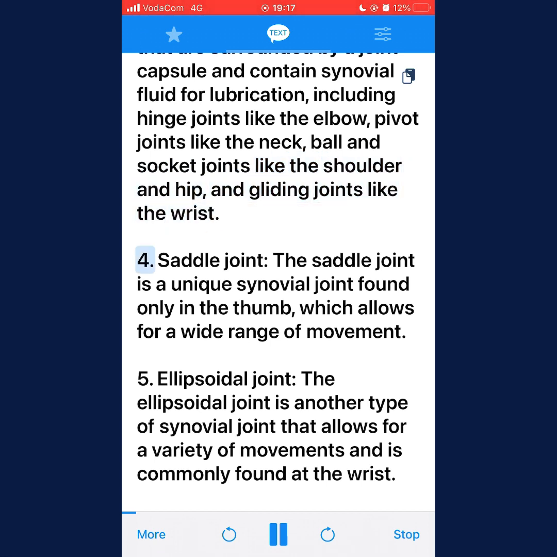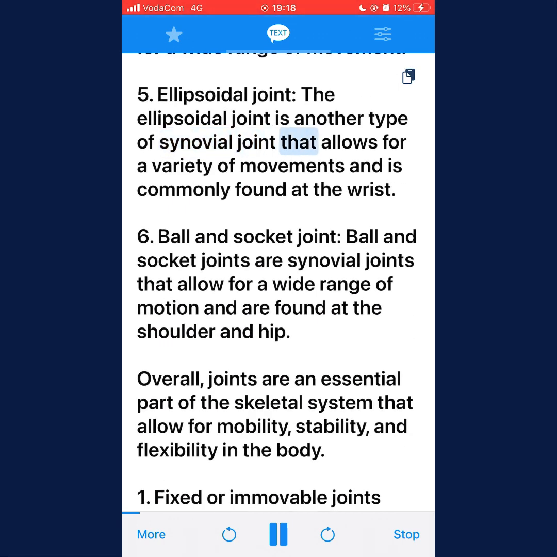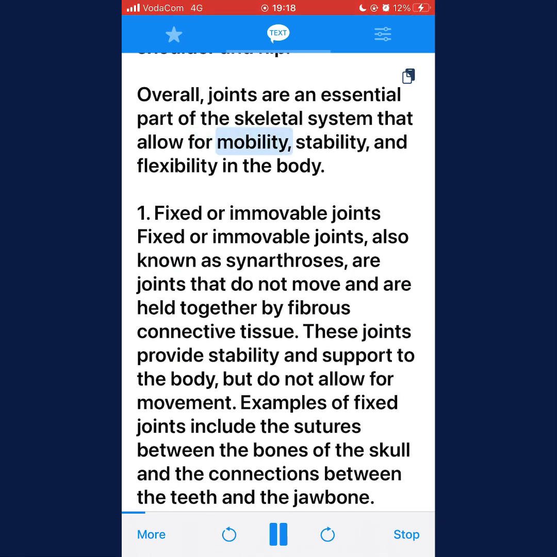4. Saddle joint. The saddle joint is a unique synovial joint found only in the thumb, which allows for a wide range of movement. 5. Ellipsoidal joint. The ellipsoidal joint is another type of synovial joint that allows for a variety of movements and is commonly found at the wrist. 6. Ball and socket joint. Ball and socket joints are synovial joints that allow for a wide range of motion and are found at the shoulder and hip. Overall, joints are an essential part of the skeletal system that allow for mobility, stability, and flexibility in the body.